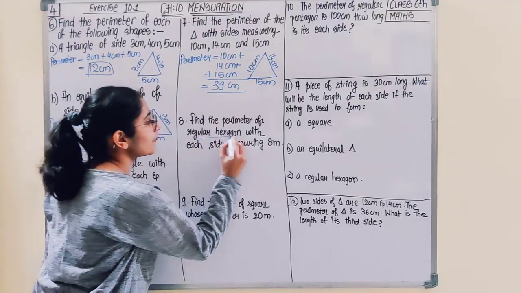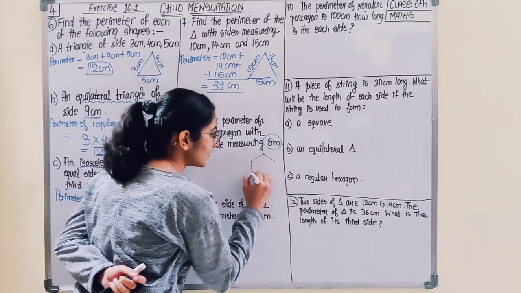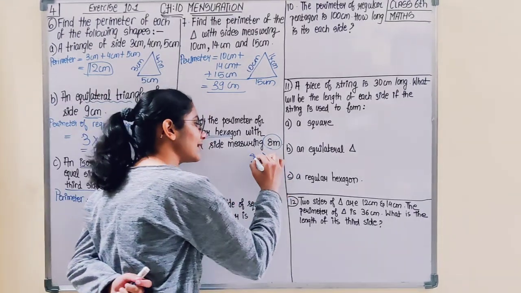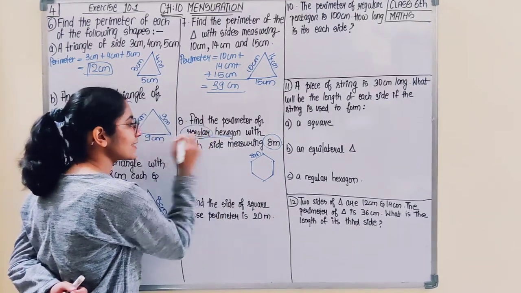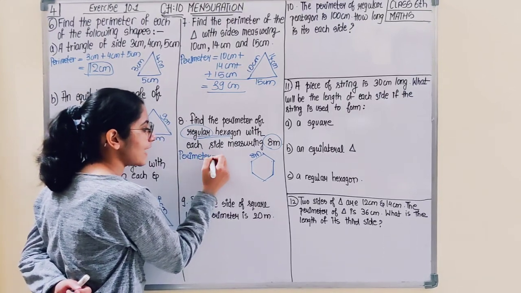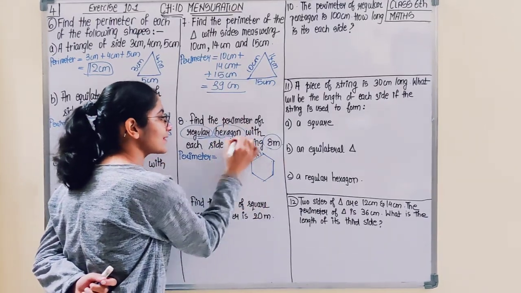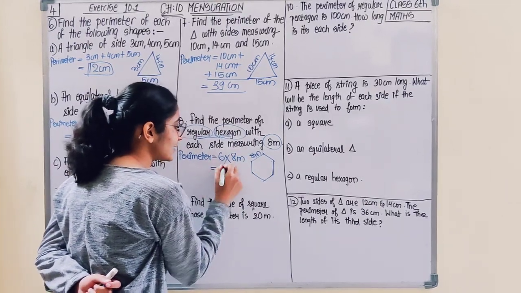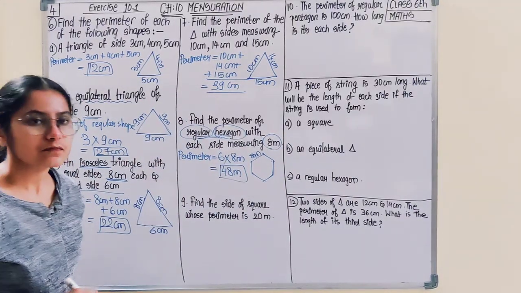Next, find the perimeter of regular hexagon with each side measuring 8 cm. So we have been given a hexagon. Each side is measuring 8 meters. Okay, so since it is a regular hexagon, what is the formula for perimeter of a regular shape? Number of sides into length of each side. So how many sides are there in a hexagon? 6. Into length of each side, 8 meters. So 8 6s are 48 meters is the perimeter of the given figure.